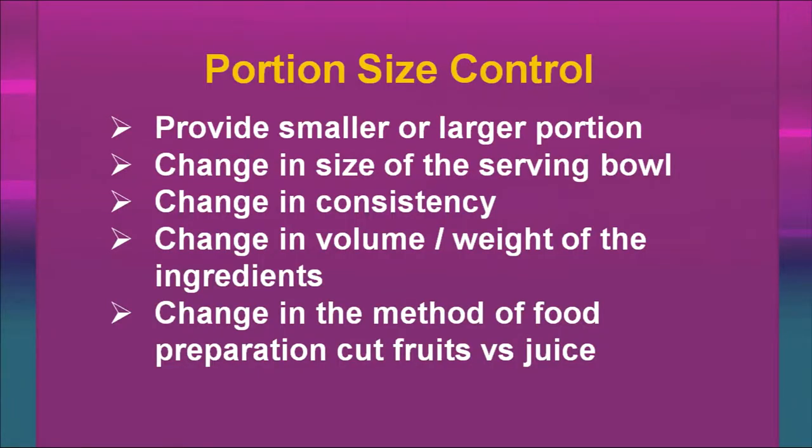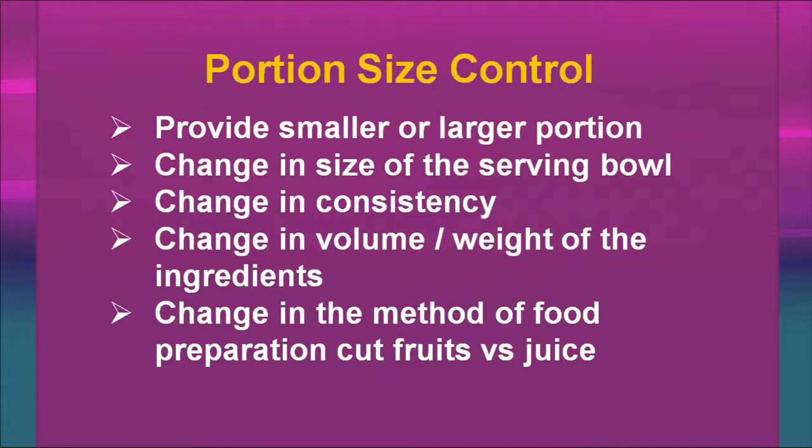Portion size can also be controlled by change in the consistency. Sometimes a change in the consistency is required during infancy or childhood, as you will learn just now. A child needs a small amount of food, but requirements are large. So we need to reduce the consistency and make the food nutrient dense. You can also change the volume or the weight of the ingredient. Also, as I just told you, you can increase the volume with the same amount of the food.